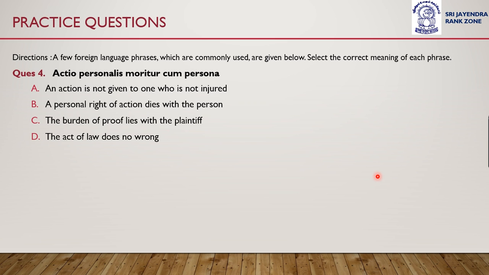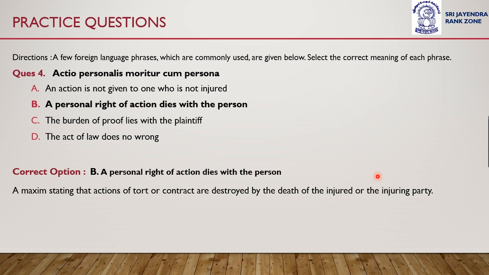Actio personalis moritur cum persona. What does it mean? The answer is option B. A personal right of action dies with the person. It is a maxim stating that actions of tort or contract are destroyed by the death of the injured or the injuring party. Let's move on to the next question.